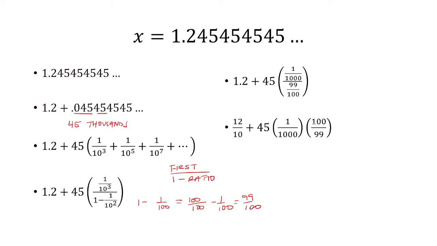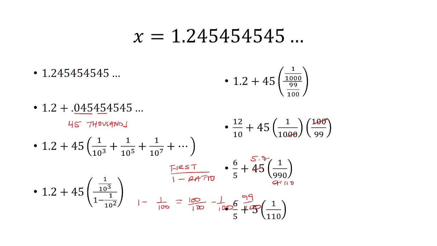And notice that the 100 is going to cancel with the 1,000. So we have 1 over 10 times 1 over 99. That's going to give us 1 over 990. Next, the 45, you can break this up in terms of 5 times 9. So 990 is just 9 times 110. So the 9s are going to cancel.